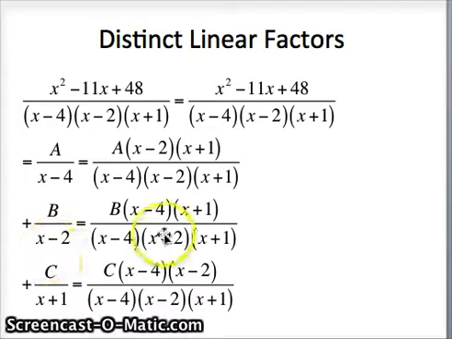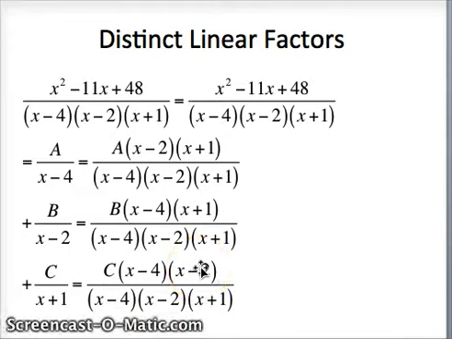So we see the A times x minus 2, x plus 1. How did this one work? X minus 2 was there before. X minus 4 is new, put it on top. X plus 1 is new, put it on top. How did this work? X plus 1 was there before. X minus 4 is new, it's on top. X minus 2 is new, it's on top.